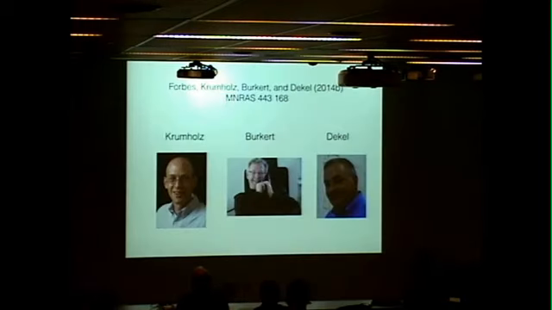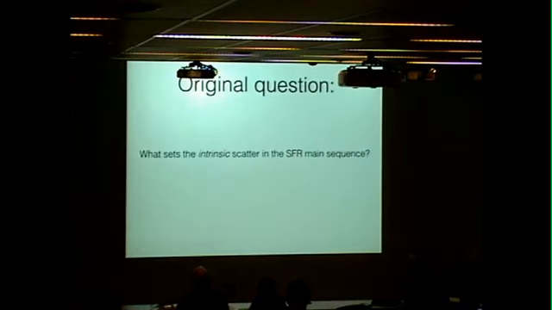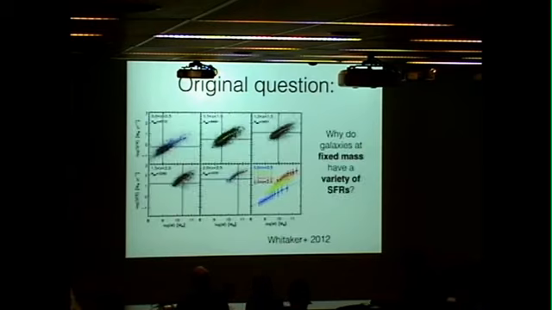I'll tell the story sort of chronologically here. The original question that we wanted to answer is what sets the intrinsic scatter in the star-forming main sequence? So I should tell you what the star-forming main sequence is. It's, I'm sure you all know, the correlation between stellar mass and star formation rate.